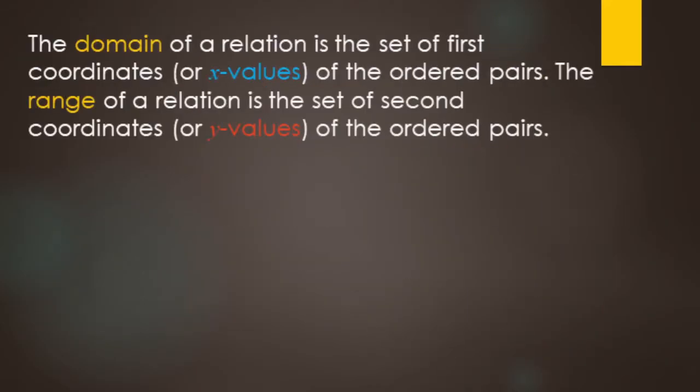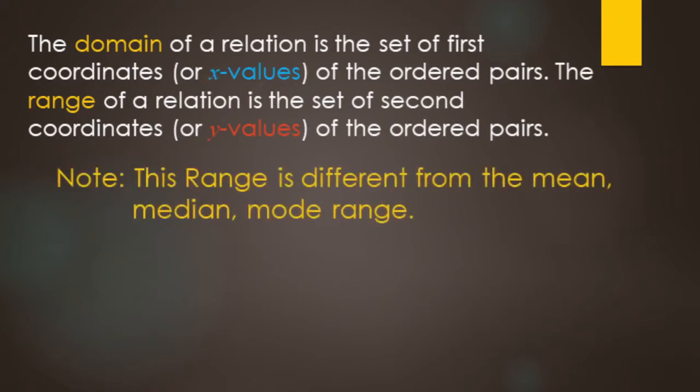So let's go ahead and define domain and range. Domain is the list of x values, your independent variables, the first number in your ordered pairs, your x's. And then the range is the list of y values, the y's that correspond with these x's up here. Now, quick note: the range we're talking about here is not the mean, median, and mode range. It's different, so try not to get that confused.